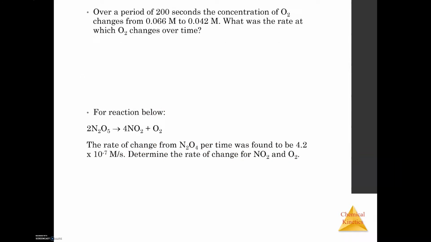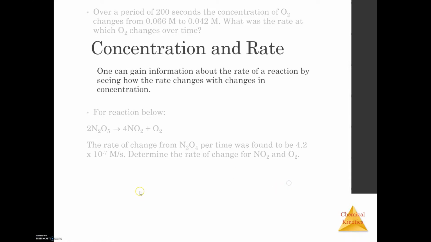So a couple problems here we're going to work on. The first one here, over a period of 200 seconds, concentration changes from 0.06 mole to 0.042 mole. What was the rate at which O2 changes over time? Let's solve that. I'm going to give you guys a few seconds here to do that. So I'll come back in about 30 seconds.